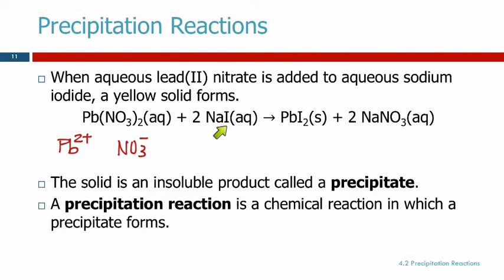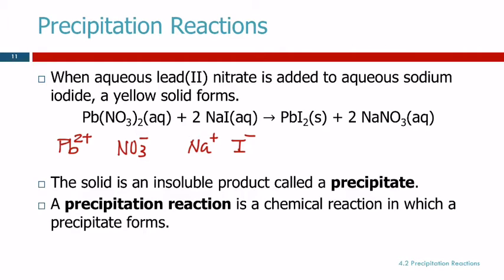Is sodium iodide a strong electrolyte? Yeah. It's an ionic compound. It's soluble in water. And so this separates into sodium ions and iodide ions. So we mix these things together. We now have a beaker that's got lead-2 ions, nitrate ions, sodium ions, and iodide ions. And they're all mixing around together.